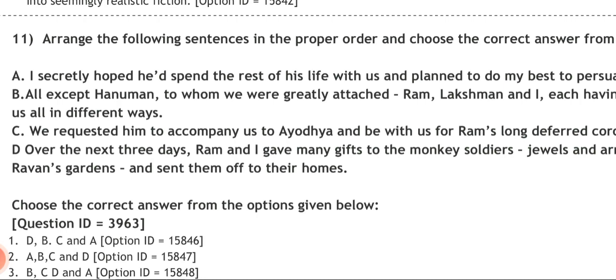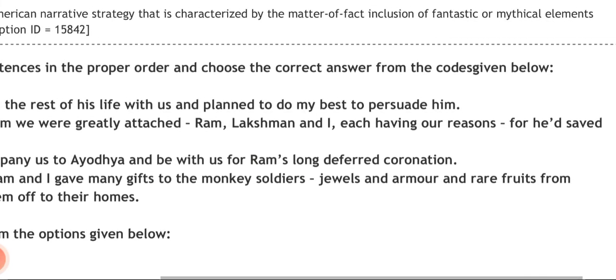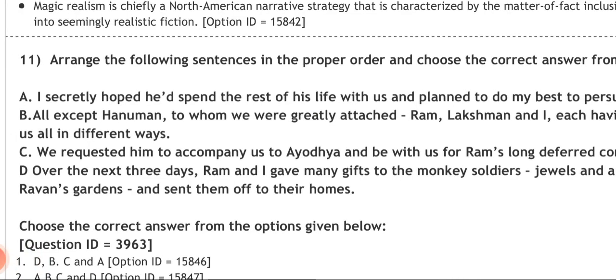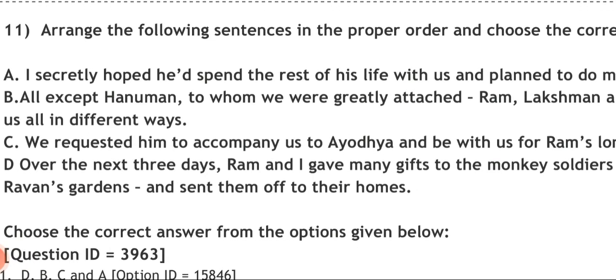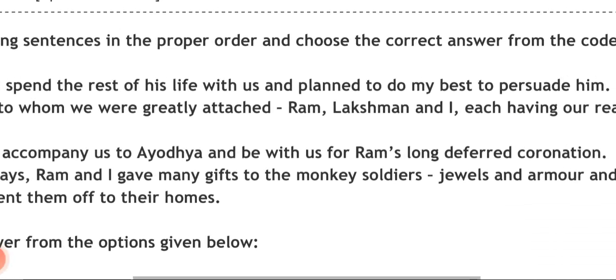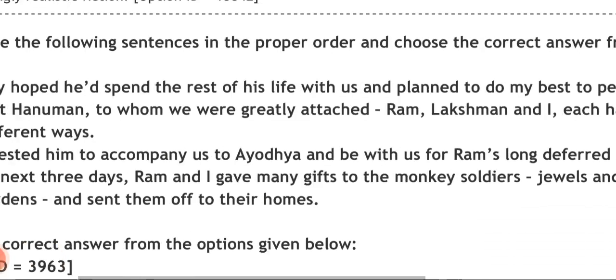Arrange the following sentences in the proper order and choose the correct answer from the options given below. So we have to now arrange the sentences. Four options will be given, and we have to choose the correct one. A. I secretly hope he would spend the rest of his life with us and plan to do my best to persuade him. So this is the A option.